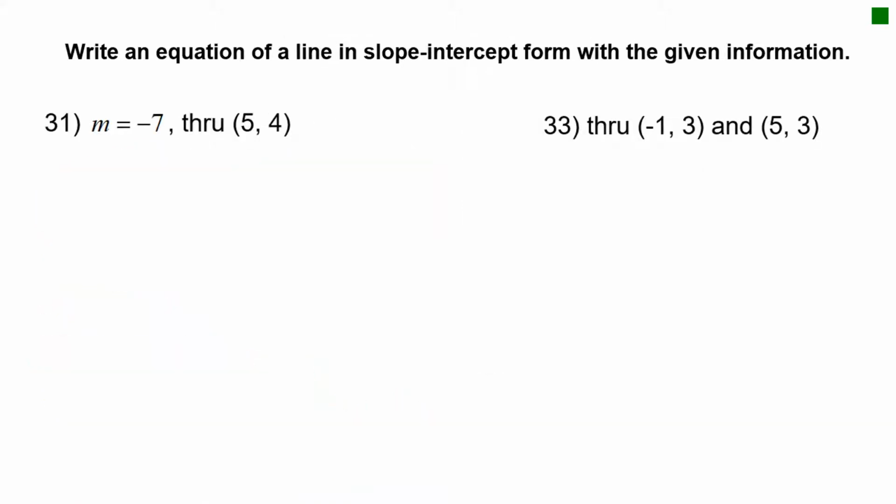Write the equation in slope-intercept form. Ooh, y equals mx plus b. We've been wanting to do this all along. So we can't start there. Remember, we're going to start with y minus y1 equals m times x minus x1.